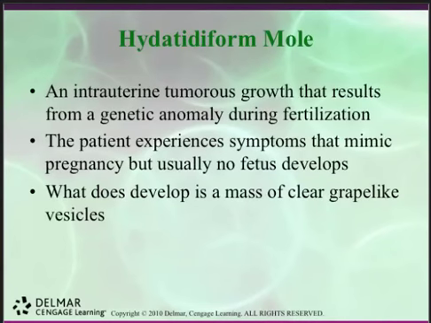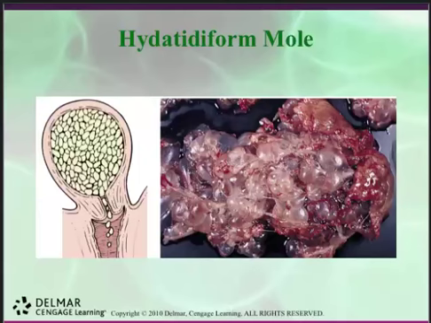Hydatidiform moles are intrauterine tumors, growths that result from a genetic anomaly during fertilization. The patient experiences symptoms that mimic pregnancy, but no fetus develops. What does develop is a mass of clear grape-like vesicles. There may be a paternal genetic link. It's more common in Asian women, and here you can see an example of what this tissue looks like. These grape-like masses develop within the uterus in this condition, and they trigger physiological responses that are similar to pregnancy.